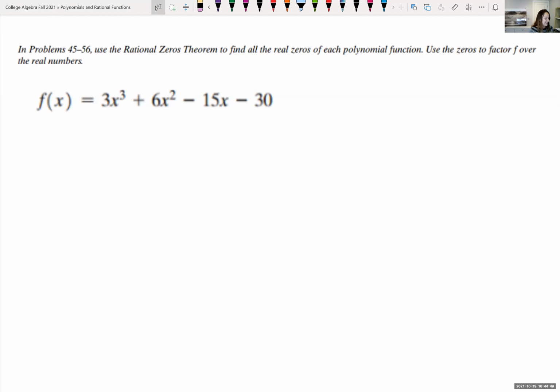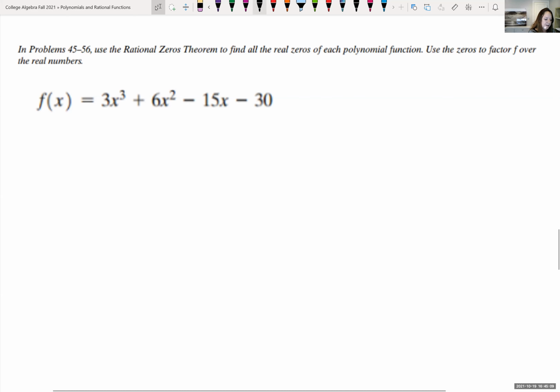Okay, so the last example that we're going to do for today is use the rational zero theorem to find all the real zeros of each polynomial function. Use the zeros to factor f over the real numbers. And we're given f of x equals 3x cubed plus 6x squared minus 15x minus 30.